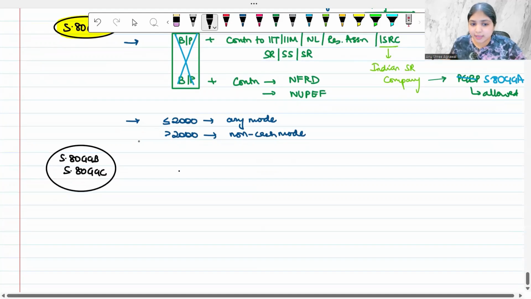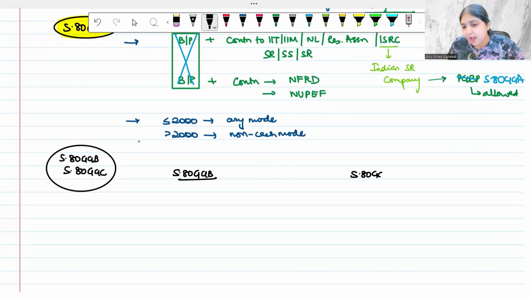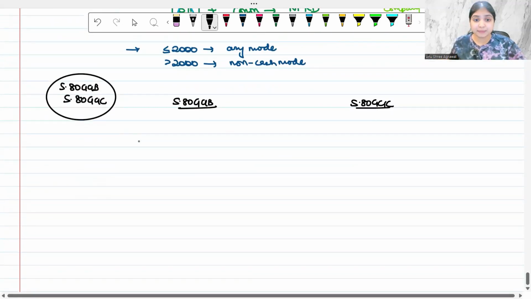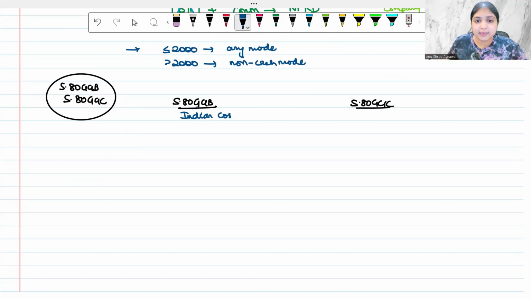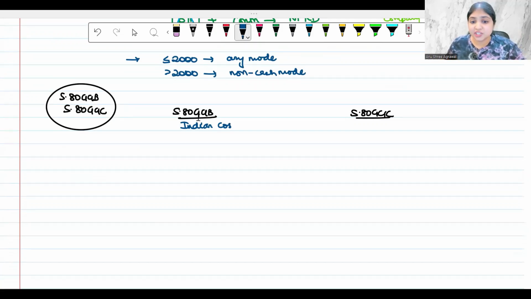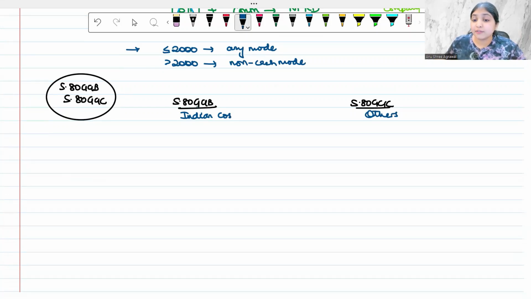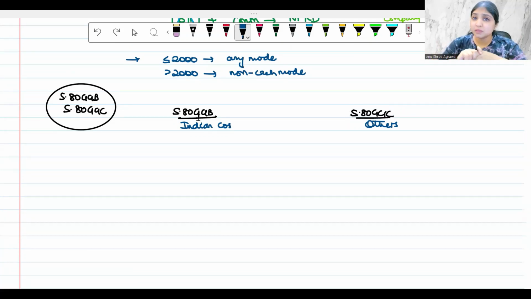Let's discuss them together. Section 80GGB and Section 80GGC, I had already discussed these sections with you in the PGBP head, giving you a quick revision of these two sections one final time over here. 80GGB is applicable only and only for Indian companies. 80GGC is applicable to others. All right. Like if I'm an individual, I will fit under 80GGC. But if I'm an Indian company, I will fit under 80GGB.